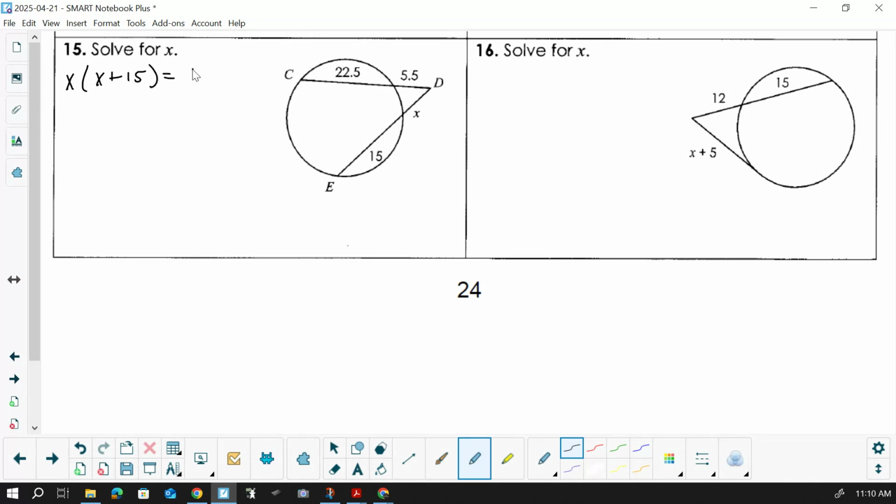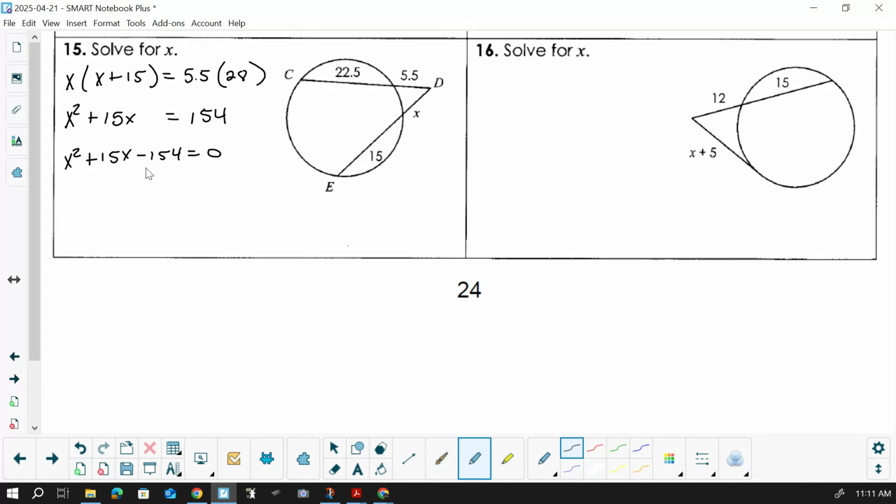And this one here, the part on the outside, 5.5. The whole thing, 22.5 plus 5.5 would be 28, I think. Okay. So we're going to get x squared plus 15x equals 5.5 times 28 is 154. Subtract that 154 from both sides. Okay. And let's see here.